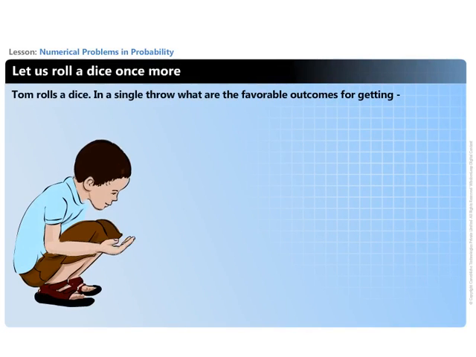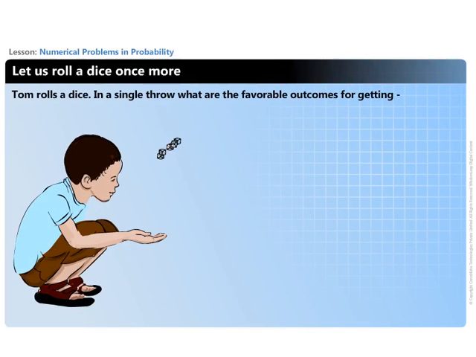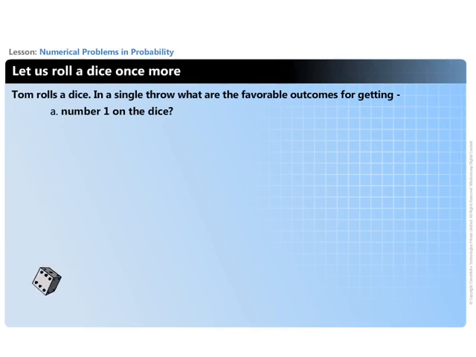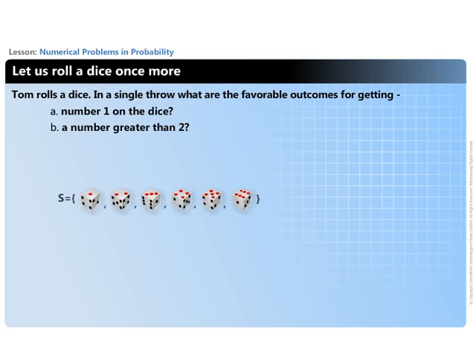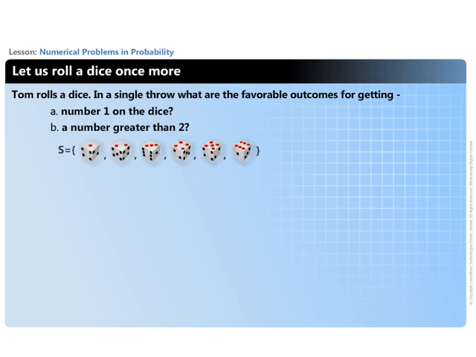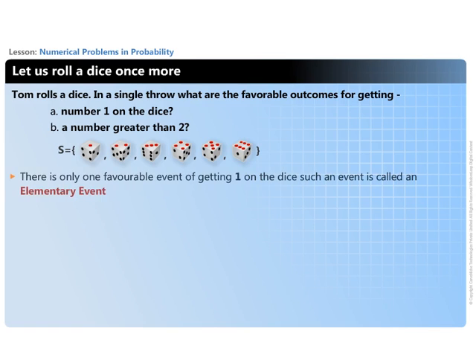Tom rolls a dice. In a single throw, what are the favorable outcomes for getting A, number 1, on the dice, B, a number greater than 2? To solve this, let us recall that the set of all possible outcomes of rolling a single dice is S = {1, 2, 3, 4, 5, 6}. Here, S represents sample space, which is defined as the set of all possible outcomes of rolling a dice.